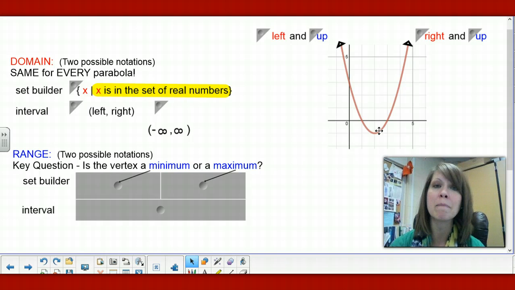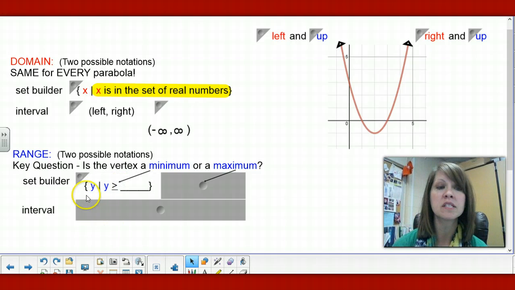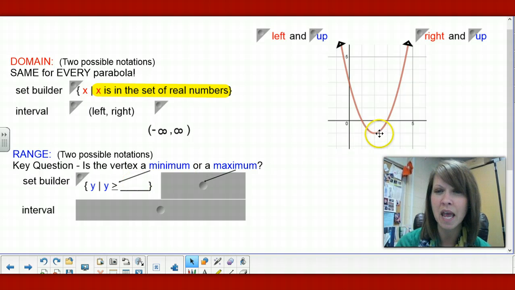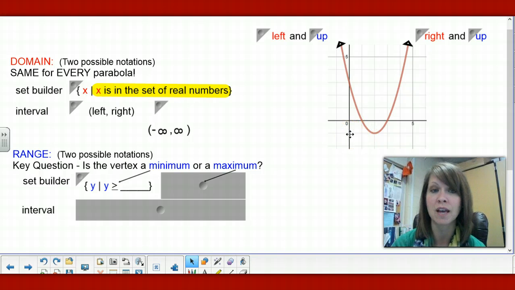So if you have a minimum, then your set builder notation is going to look like this. The set of all y values such that the y's on the parabola are all greater than or equal to, and then you put what that minimum value is. In this case, it would be the -1 that goes with the y value of that vertex.